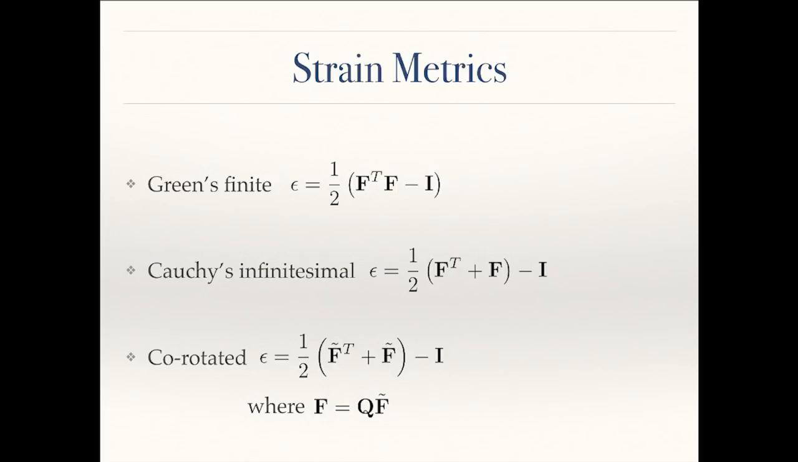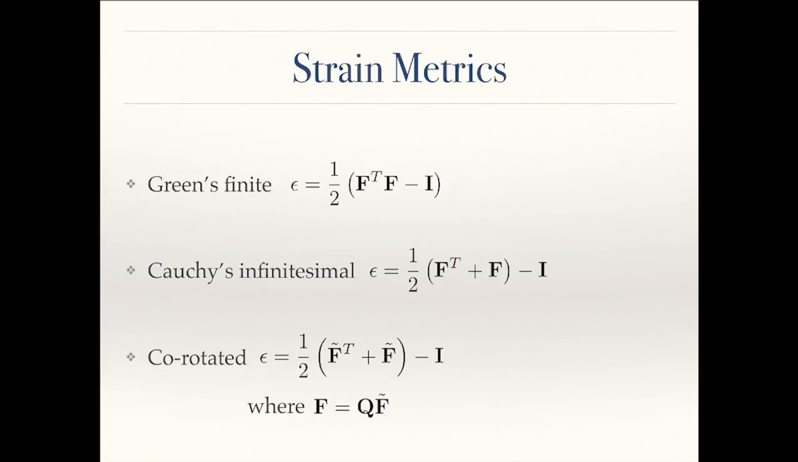It's 1/2 (F transpose plus F) minus I. This is an approximation to Green strain. So if you look in our course notes sometime later, you can actually see the derivation of Cauchy's infinitesimal strain. But the assumption is that the strain is very, very, very small. And it works very well in this context, actually. So Cauchy's infinitesimal strain underlies all of the theory behind modal analysis that's commonly used in engineering when you're building bridges or airplanes or things that you don't expect to, or you hope don't deform very much.